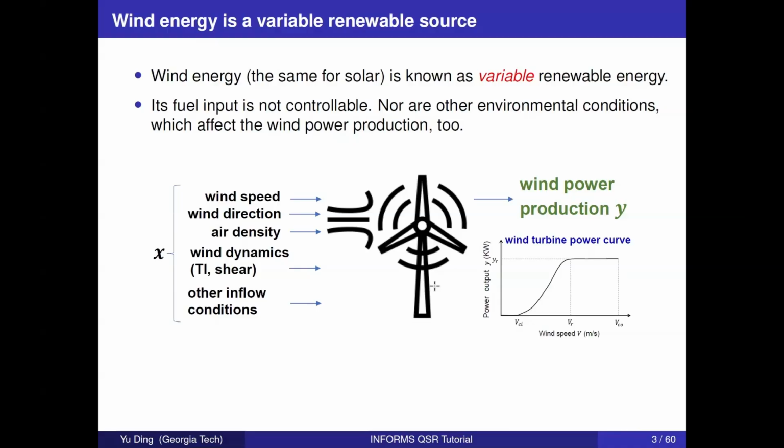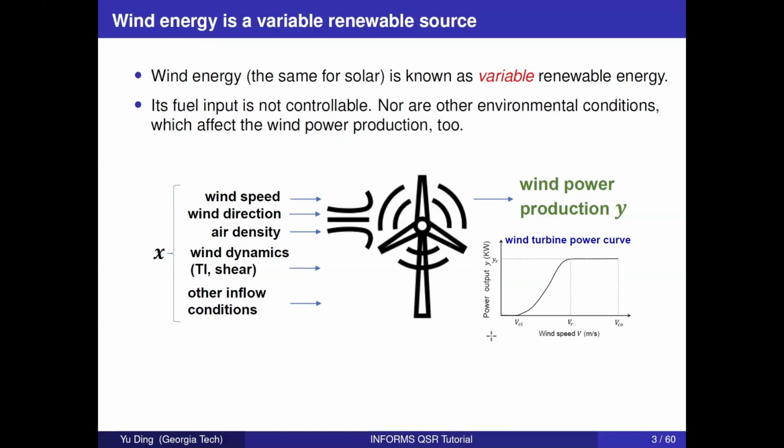A commonly used so-called production function is called the wind power curve function. It's shown on this side of the slide, right? This is really a nominal, very ideal wind power function. It's very clean, very thin, very smooth, and it connects the wind speed with the power production, right?